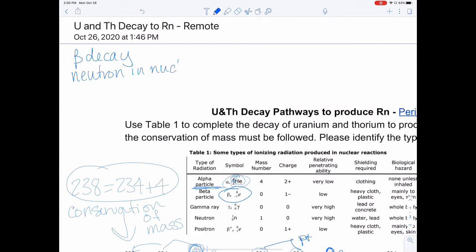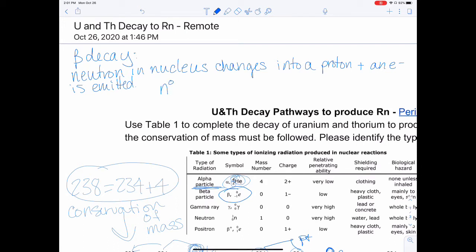I'm going to go ahead and write this all out for those of you who prefer writing. A neutron in the nucleus changes into a proton, and an electron is emitted. So for those of you who like words, that's the explanation of beta decay in words. In symbols, for those of you who prefer symbols, which I definitely do, this is the symbol for a neutron. So a neutron undergoes a reaction and becomes a proton and an electron.